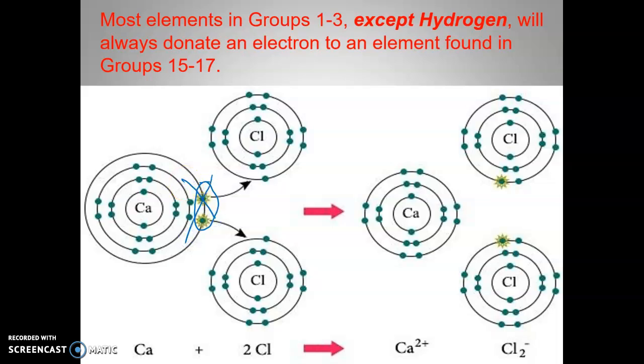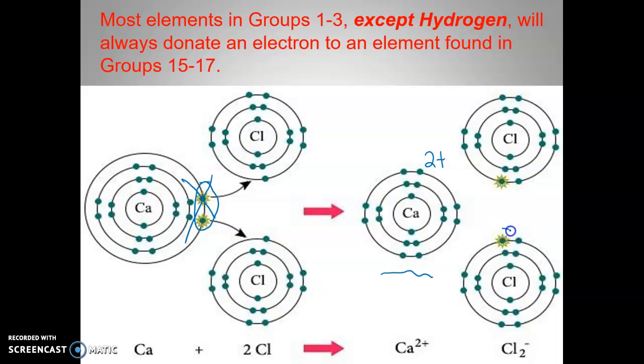So it needs to find either one or more than one element that's willing to accept those 2 electrons. In this instance, we're going to use 2 chlorines because each chlorine only really needs 1 more electron. So over here, you can see now calcium has dropped down to the third energy level, which is stable, but it lost 2 electrons. So we've got to make sure we remember it's now a 2+ charge.